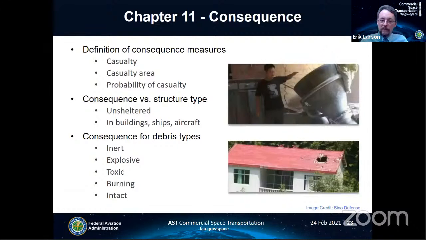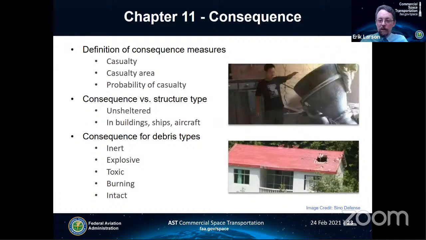The AC also discusses looking at the consequence for different types of debris, whether it's inert debris, and there are curves in there giving the casualty area as a function of ballistic coefficient and weight and area. The consequences for different size explosions, some about the consequences from toxic releases, from burning propellant. If you ignite either the fireball from a liquid propellant or igniting a fire in a building, say from a solid propellant, a burning piece of solid propellant impacts the structure.